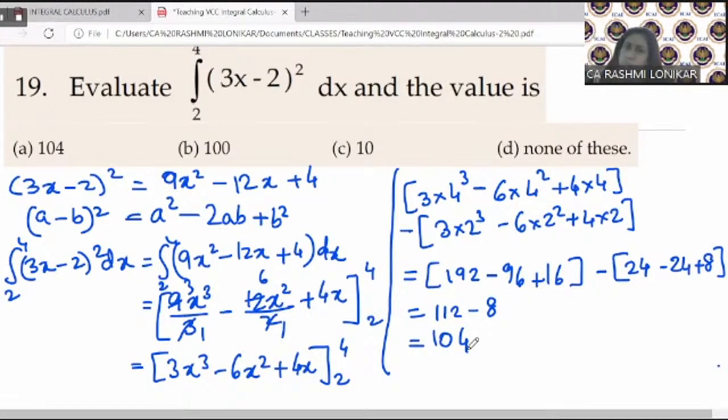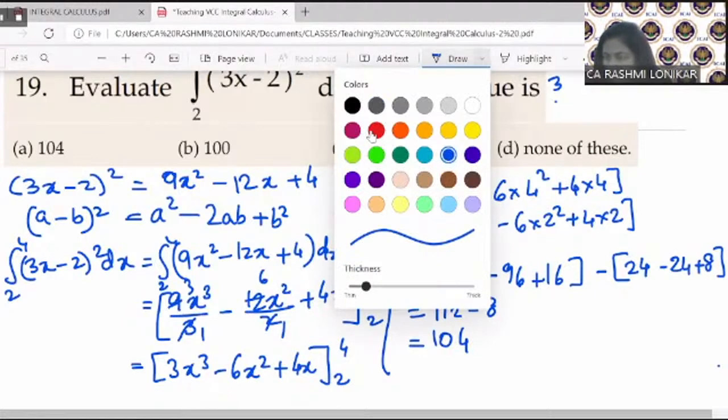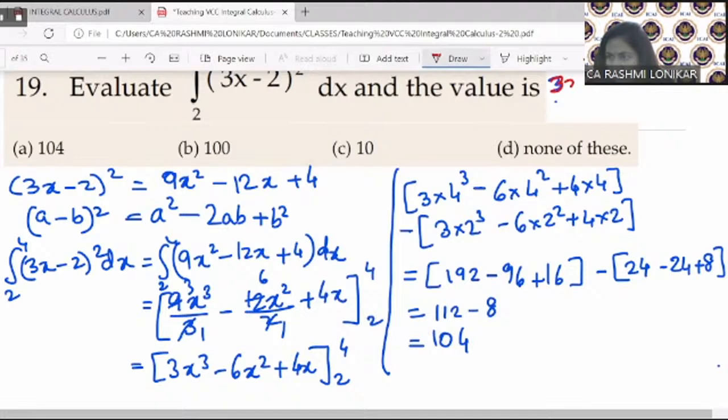You can even use the substitution method. In the substitution method, what do I substitute? Let me write it with a different color. I substitute 3x minus 2 to be equal to t. So I have 3 dx is equal to dt. So my equation becomes integral. But here you have to even change the limits.